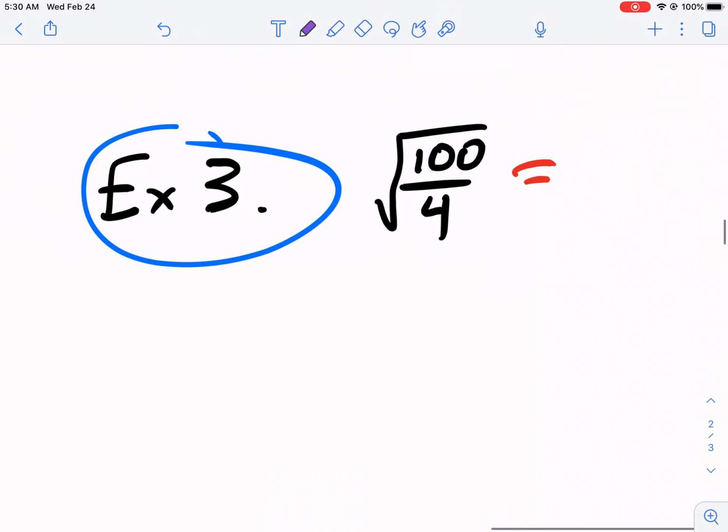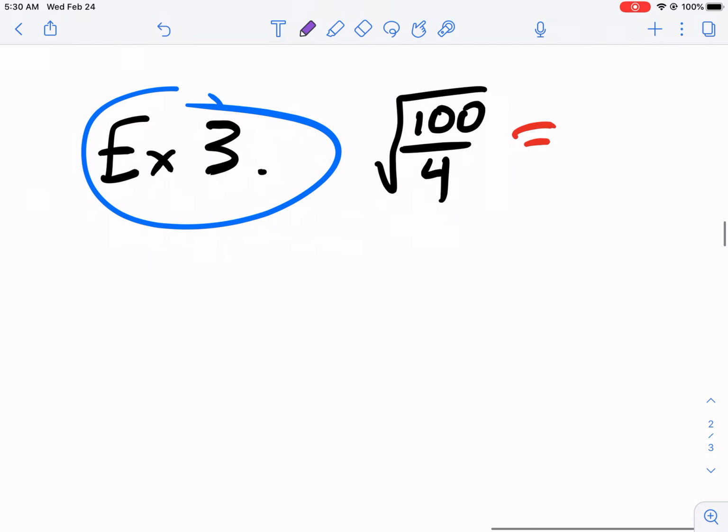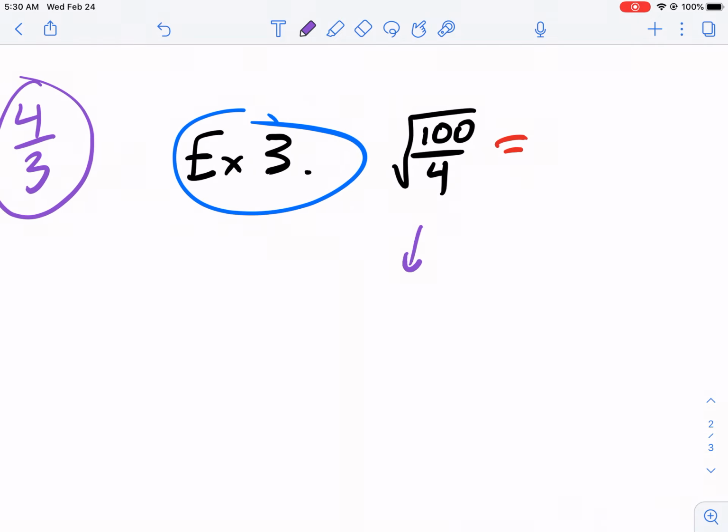And lastly, we have the square root of 100 divided by 4. You can do this 2 ways, and this is just to show why it works. One, we can divide. 100 divided by 4 is 25, so we can rewrite this as the square root of 25. Or we can write it as the square root of 100 over the square root of 4. Let's see what we get. Well, we know the square root of 25 is going to give us 5.